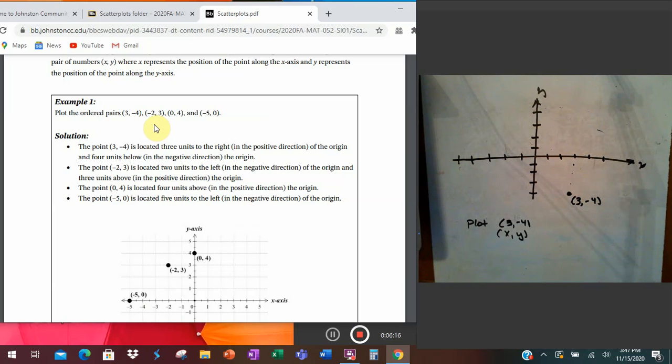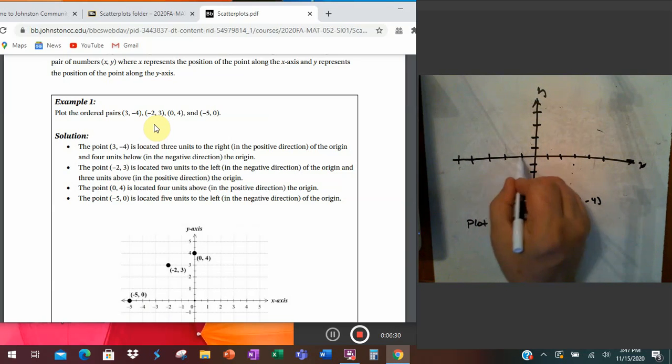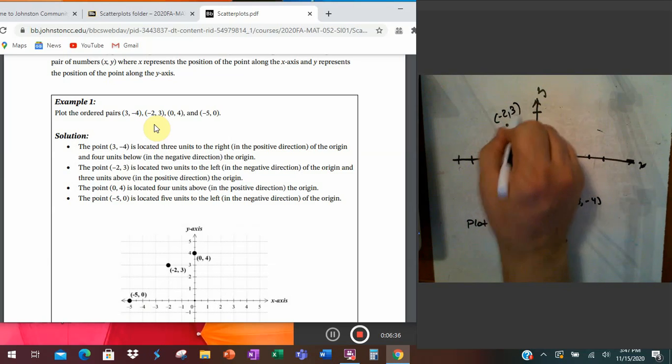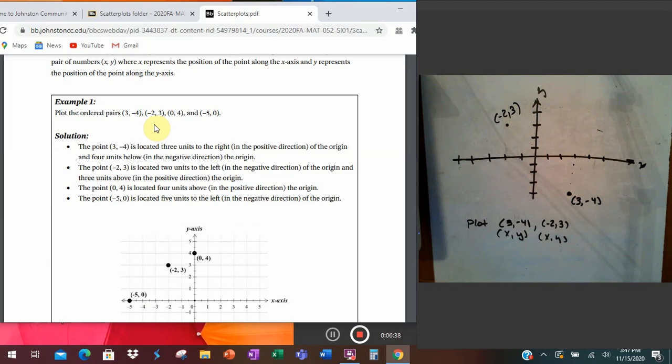How about -2, 3? So here's my next one, -2, 3, same thing, X, Y. -2, I go this way, and then what I'm going to do, down or up, I'm going to go up 3. So -2, -1, -2, and then 1, 2, 3, straight up. And then I could label that point if I needed to label.